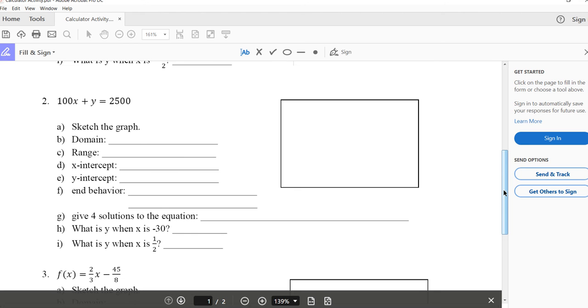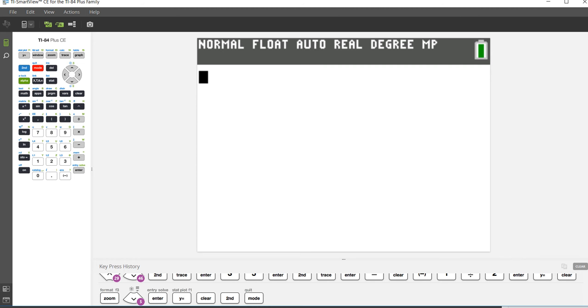All right, so first off, taking a look at number 2, we want to graph it using the calculator. To graph using the calculator, it has to be in slope-intercept form, which means the y has to be isolated. So if I isolate that y, I've got to subtract 100x from both sides. When I do that, I end up with y equals negative 100x plus 2500. I think most people could get that all right.